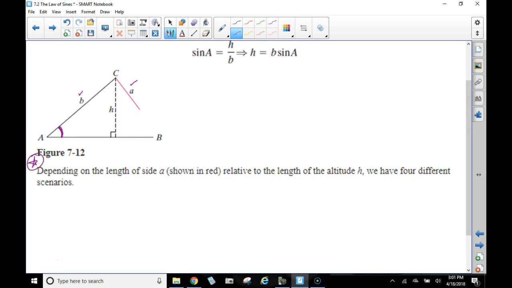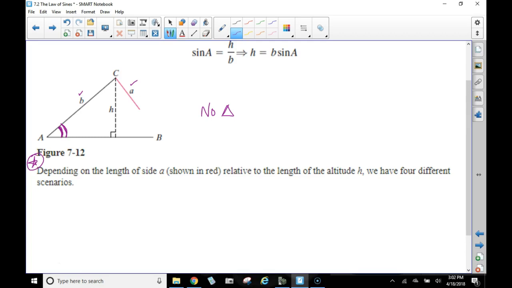It's depending on the length of side A, the pink one, that's opposite angle A. There are several different things that could occur. We have 4 different scenarios that could happen. What if A isn't as long as the height of this triangle? What if A is short like it is here on this pink one? It's not going to be enough to close up and even form a triangle. So case 1, we could have no triangle in the first place.